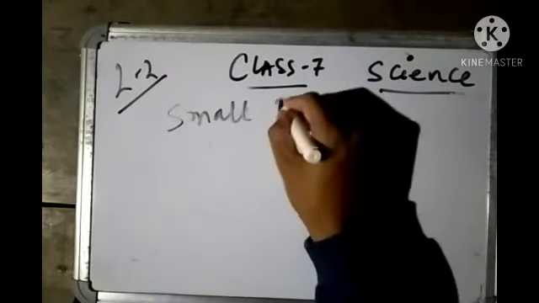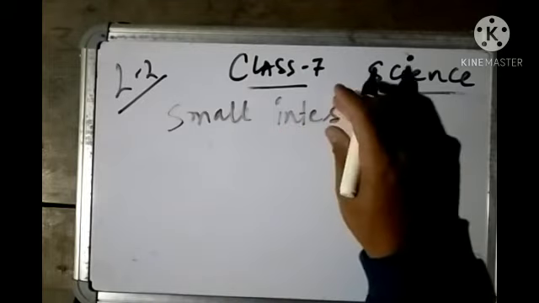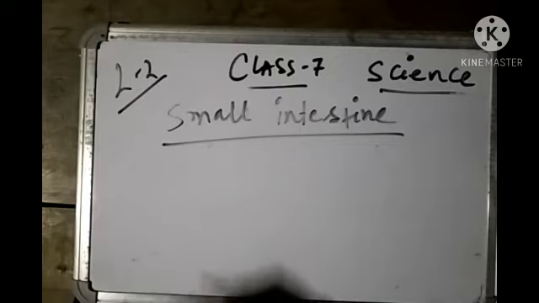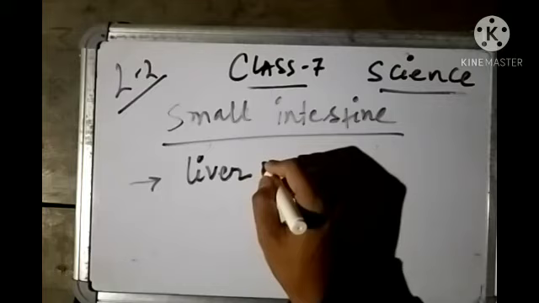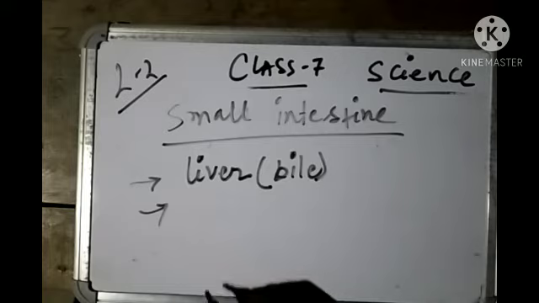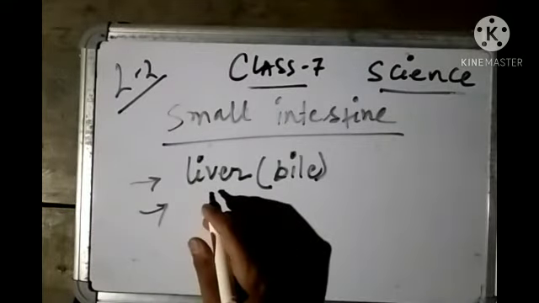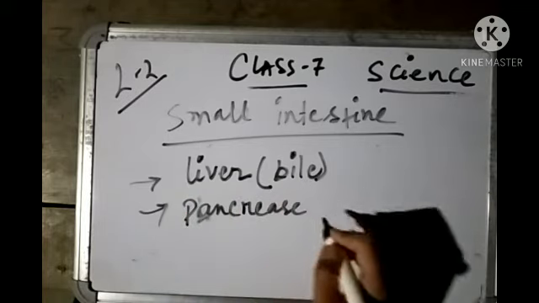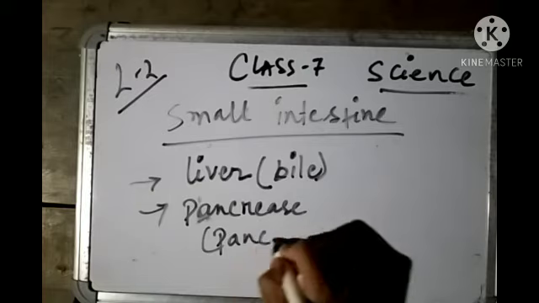This is the next part of the digestive system. The complete digestion takes place in the small intestine. The small intestine receives secretion from the liver, which is called bile. Then the pancreas, besides the intestinal wall, also secretes juice, called pancreatic juice.